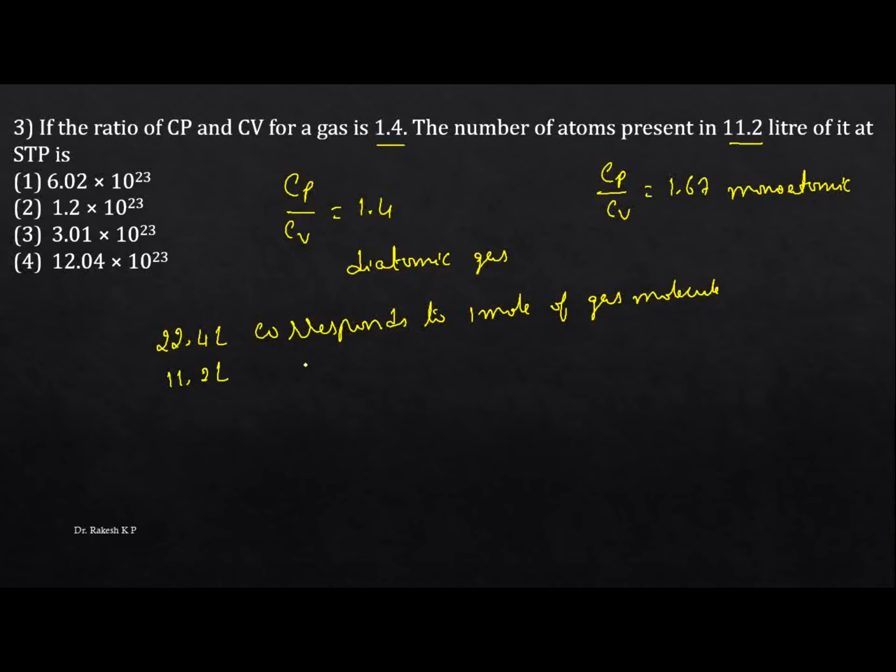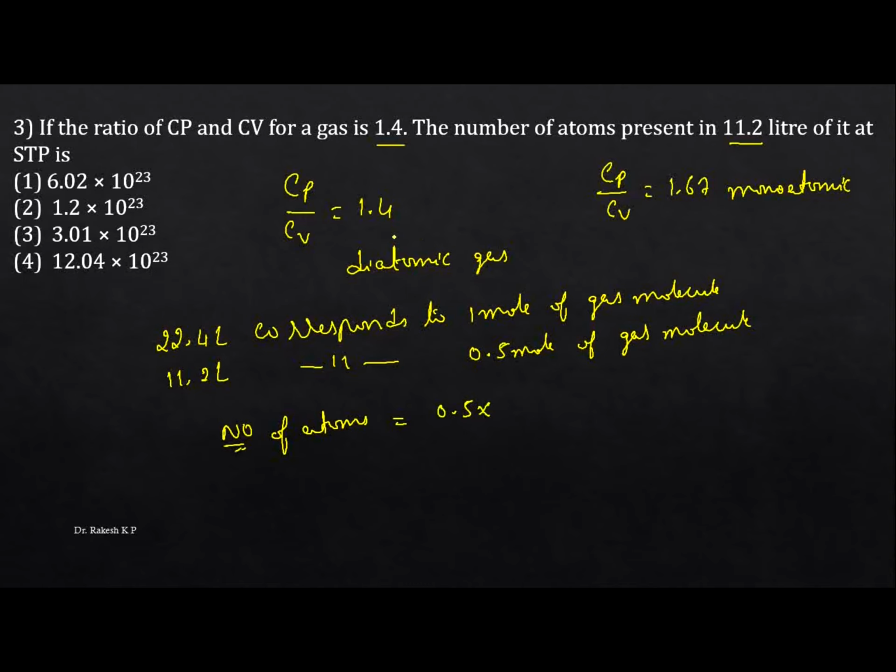11.2 liters. So now we have to identify: 22.4 liters corresponds to 1 mole of the gas molecule. If it is 11.2, that corresponds to 0.5 mole of the gas molecules. By knowing the volume we get the number of moles, but what do you have to calculate here? The number of atoms. So the number of moles is 0.5.